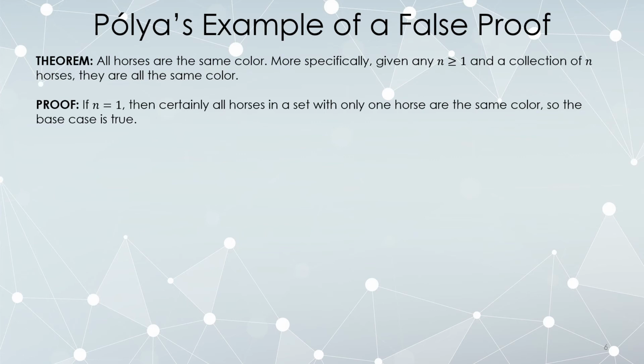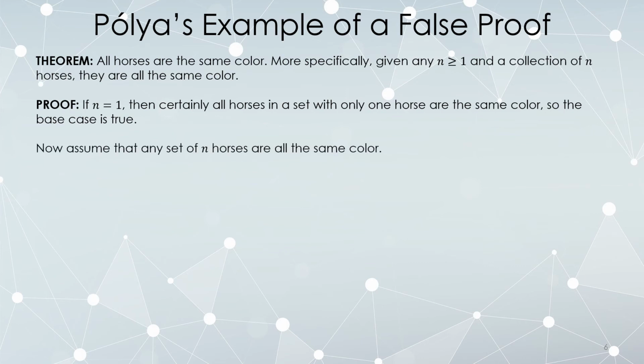The base case is n equals 1. If I take a collection of 1 horse, is every horse in that collection the same color? Sure. Whatever color that horse is, it is the color of every horse in the collection because it's the only horse in the collection. So the base case is definitely true. Anytime I have a collection of 1 horse, every horse in that set is the same color.